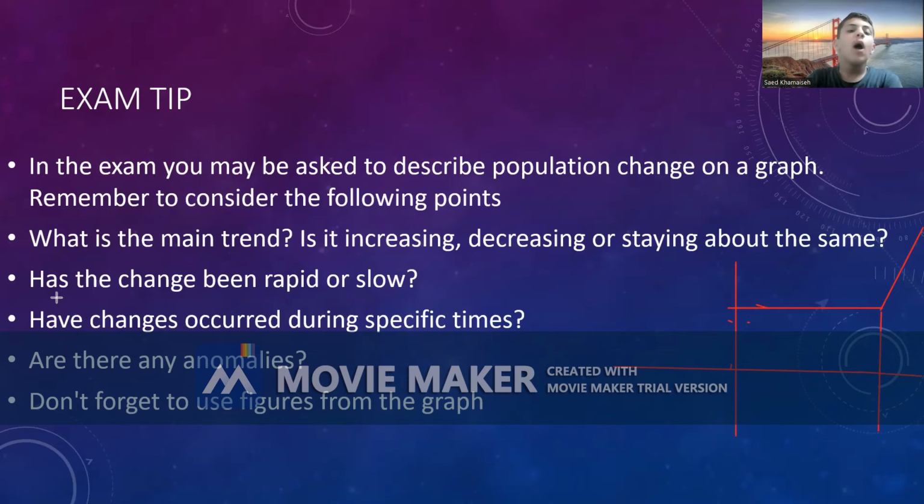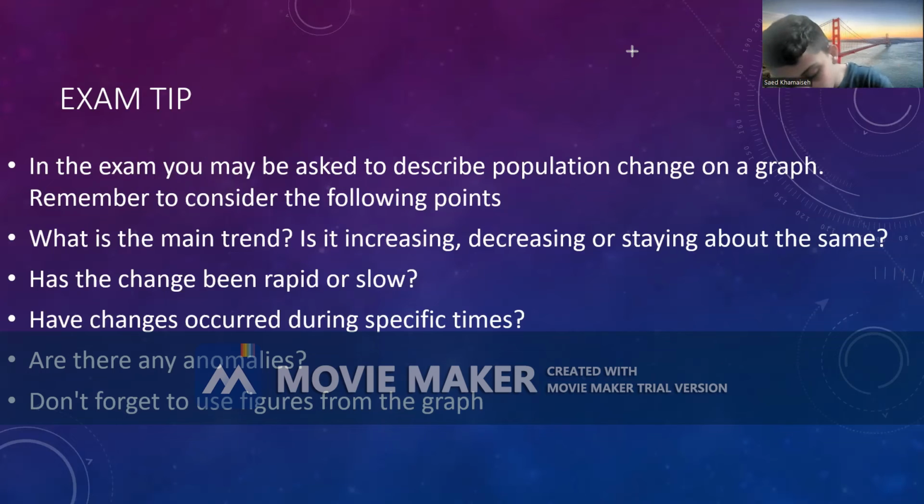Now, has the change been rapid or slow? For example, is it rapid or slow? We need to describe it. If it was as we drew, it will be slow. How has the change occurred during specific times? I mean, the changes occur at what specific time. Then, are there any anomalies? There are standard, important things in the graph, and you need to use them.